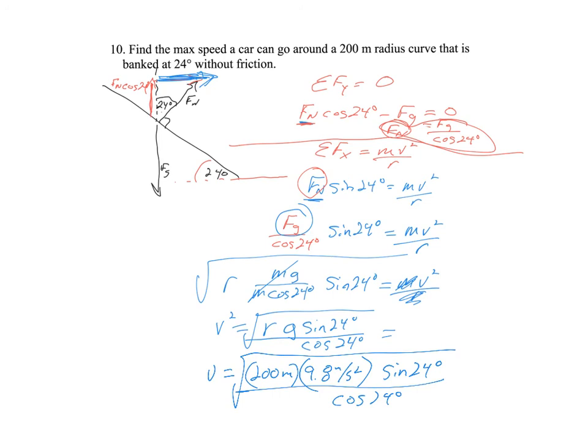Calculator already turned off. That's how long these take. 200 multiplied by 9.8 multiplied by the sine of 24. Hit enter. And now let's divide by the cosine of 24. And now square root your answer. And I get 29.5 meters per second.